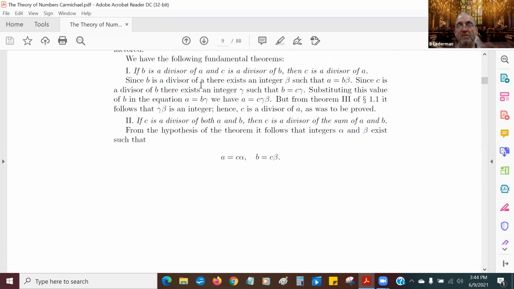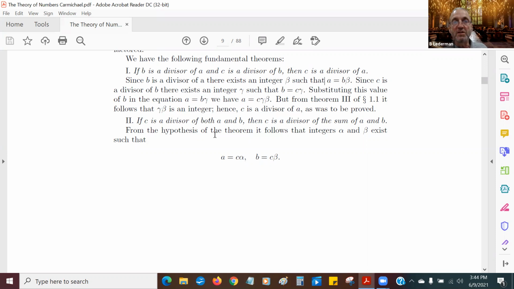Since b is a divisor of a, then that means there exists an integer beta such that a is equal to b times beta. And since c is the divisor of b, there's an integer gamma such that b is equal to c gamma. Well, if you substitute this b into that equation right there, you get a is equal to c gamma beta. Well, that means c is a factor of a, which is really what we're trying to show. c is a divisor of a, as was to be proved.